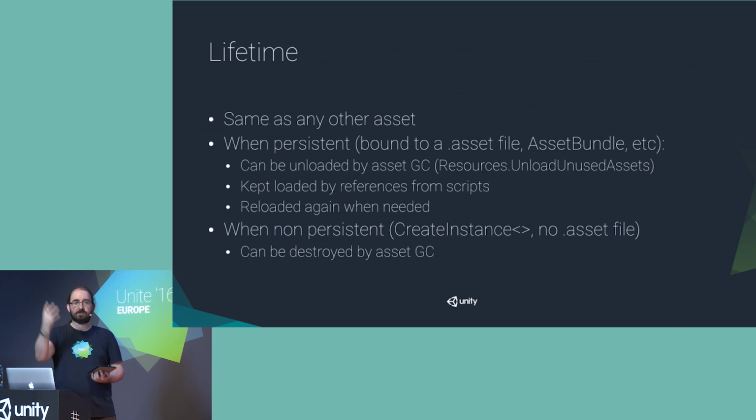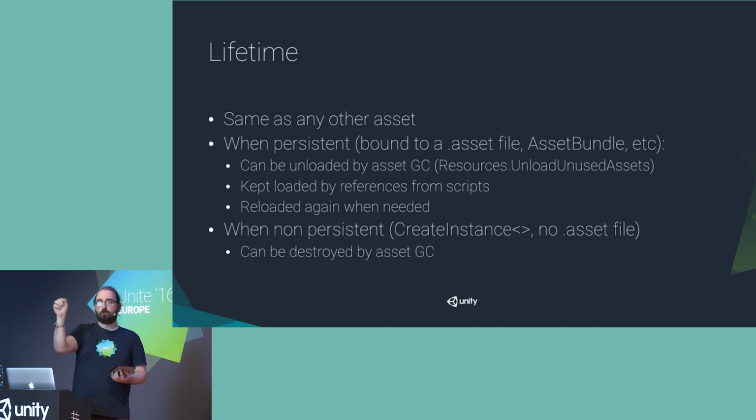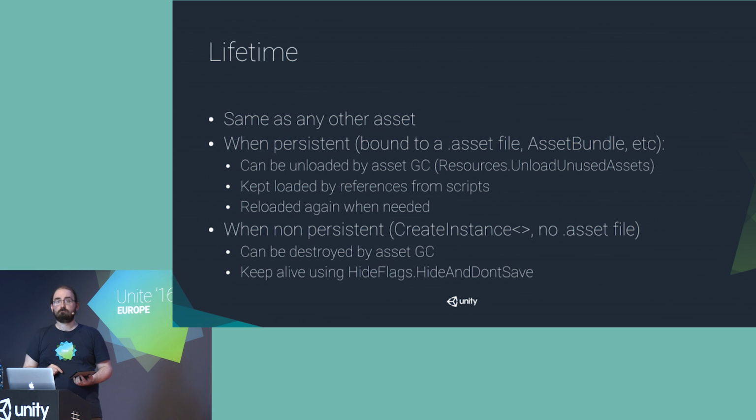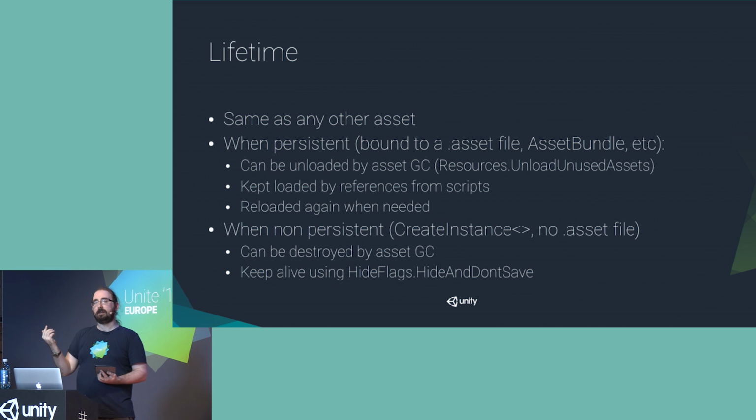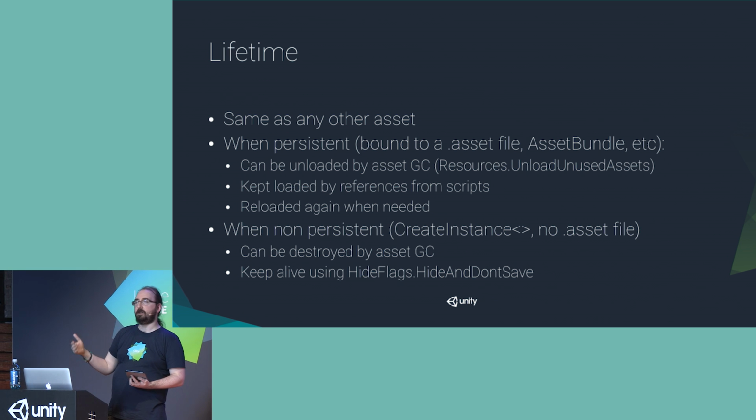So if you've created this thing in memory, you did some stuff, and then all your references to it went away, so you don't have any scripts, any variables at all holding references to it, then when Resources.UnloadUnusedAssets runs, it may wipe it out. You can stop that from happening using hide flags. If you set HideAndDontSave on it, we skip all of those in the asset garbage collector. So that's a way of having this object sit in memory, doesn't really do anything, but won't get garbage collected, and you can always retrieve it again using something like FindObjectsOfType.